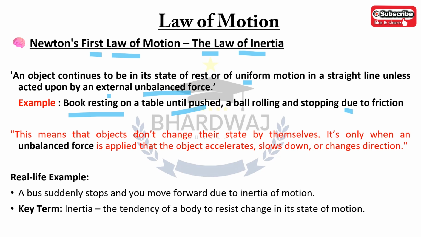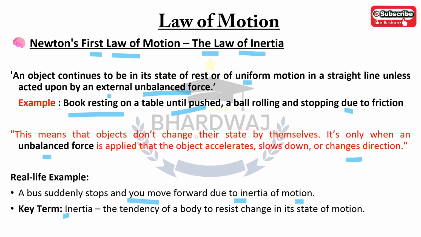This means that objects don't change their state by themselves. It's only when an unbalanced force is applied that the object accelerates, slows down, or changes direction. Real life example: a bus suddenly stops and you move forward due to inertia of motion. When a bus suddenly stops, your lower part, which is in contact with the bus, stops, but the upper part of the body still tries to be in motion. That is the main reason why you tend to move forward when a bus suddenly stops.